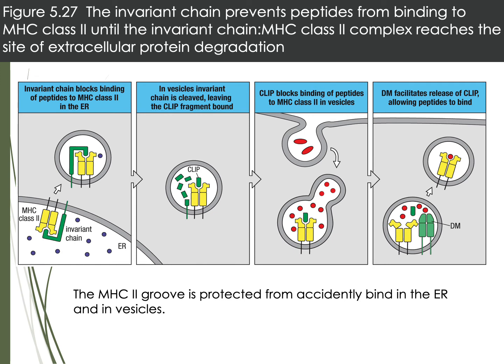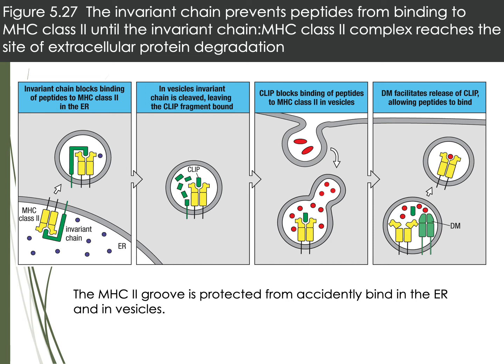Now looking at MHC class 2, again, keep in mind it is going to be synthesized, made in the ER, but it needs to get into a vesicle and get to the phagolysosome without having peptides or proteins that shouldn't be loaded into its groove present. So the invariant chain is a protein that actually blocks that binding groove so that peptides that might be present in the ER don't accidentally load into them.